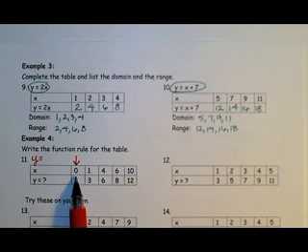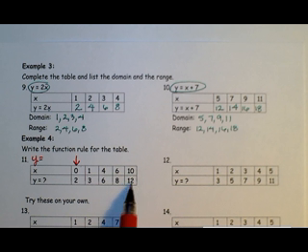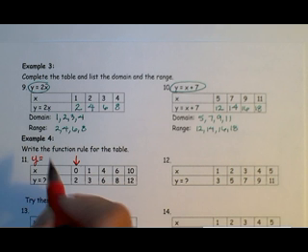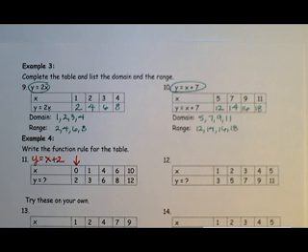Well, let's see. What can we do to 0 to get 2? Well, we can add 2. Let's see if that works for the rest of them. If I add 2 to 1, I get 3. That works. If I add 2 to 4, I get 6. That works. If I add 6 to 2, I get 8. And if I add 10 to 2, I get 12. So I think the function rule for this table is x plus 2.